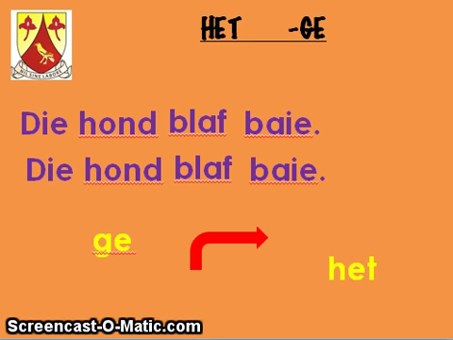So let's look at our sentence. Die hond blaf baie. The dog barks a lot. Die hond blaf baie. What is the dog doing? He is barking. So blaf is the verb, the working word.